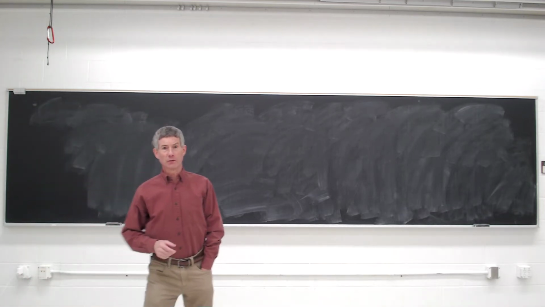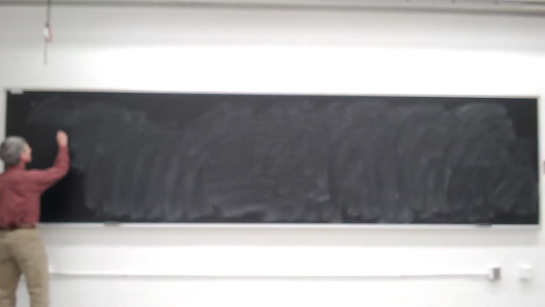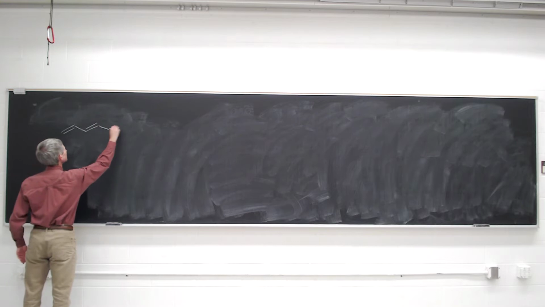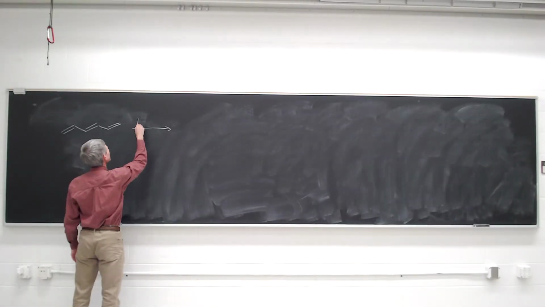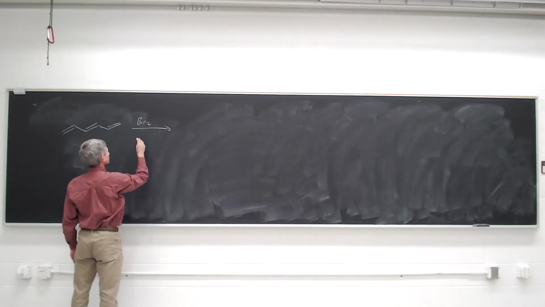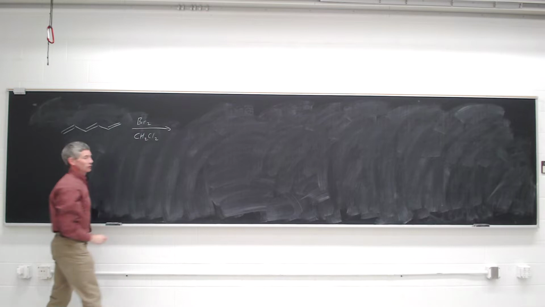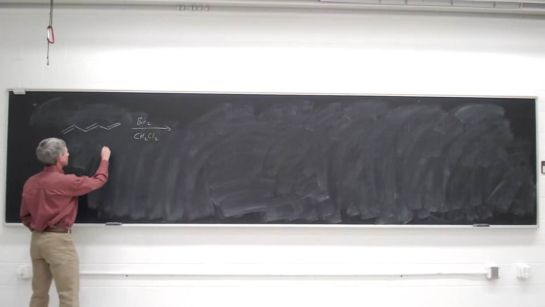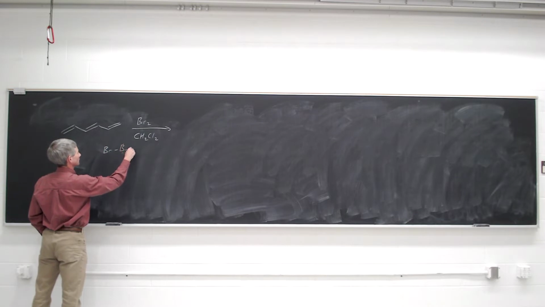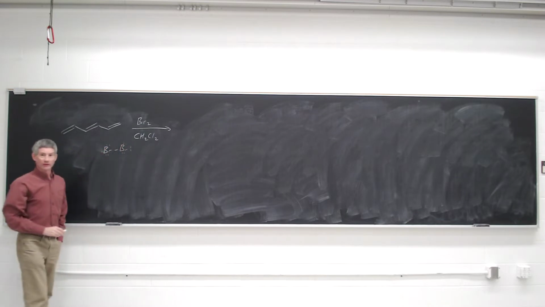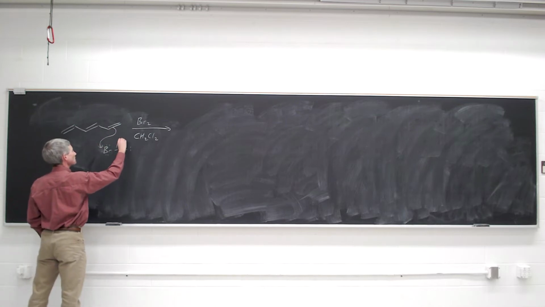Let's now consider the reactions of 1,3,5-hexatriene. And let's take the reaction with bromine in dichloromethane as an example. Bromine is the electrophile. It will be attacked by the pi bond.